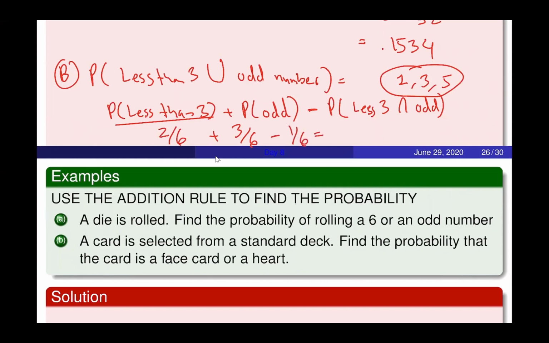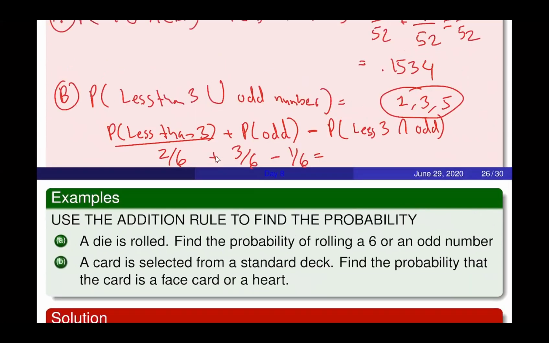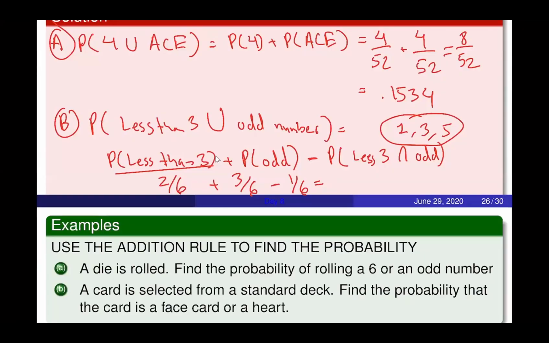So we get 2 out of 6 because that's how many numbers we have that are less than 3. We have 3 out of 6 because that's how many odd numbers we have. And then we subtract however many numbers we have that are less than 3 and are odd. So 2 over 6 plus 3 over 6 is 5 out of 6, and then minus 1 out of 6, you get 4 out of 6, which is 0.66, and it's repeating. All right, and that's it for that last one. Any question for that last one?